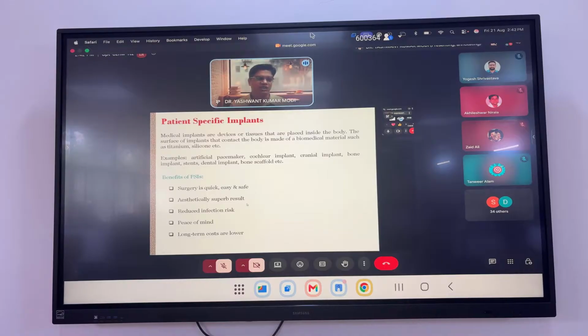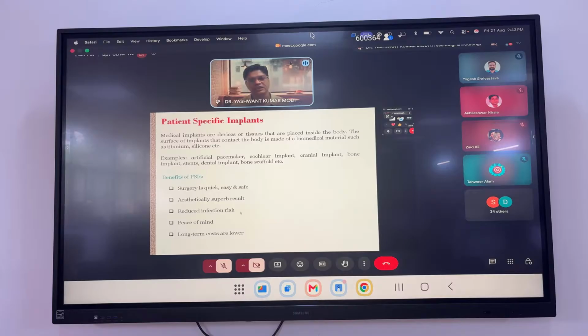Then secondly, aesthetically superb results are there. So what happens sometimes, suppose some cranial implant is required. So if that implant is specially designed for the specific patient, then that will conform to the anatomical shape of the patient's body. So that will not look anything odd on the patient. That will be conforming to his own anatomical shape, so that will look natural, right?